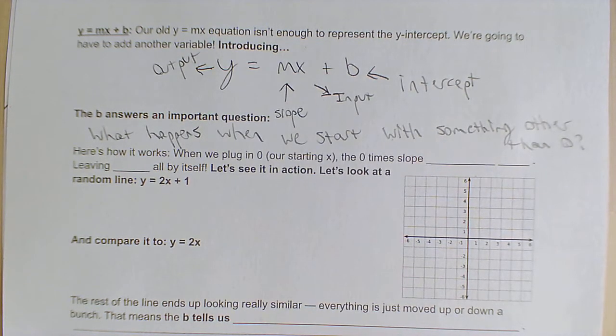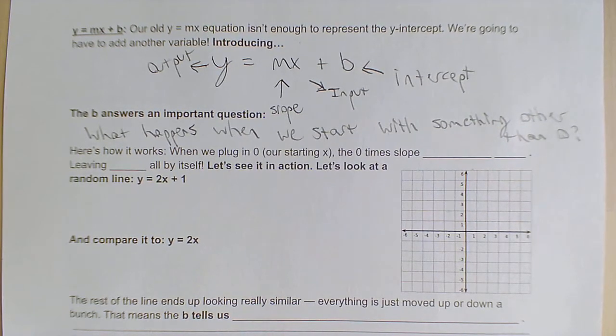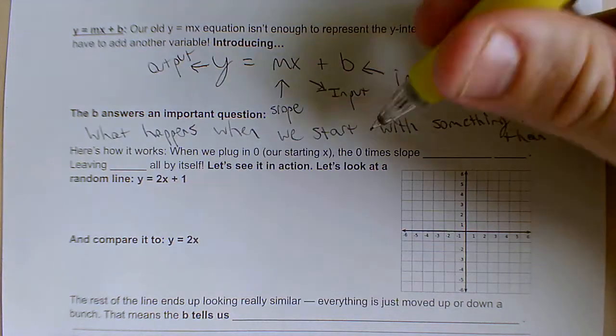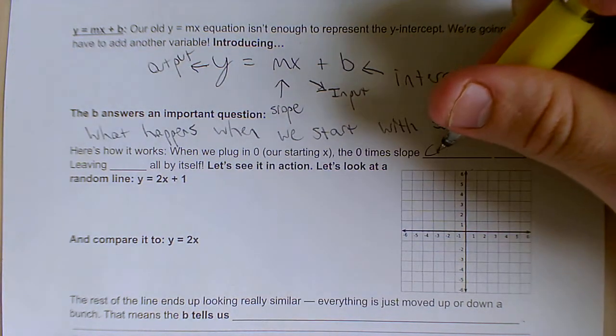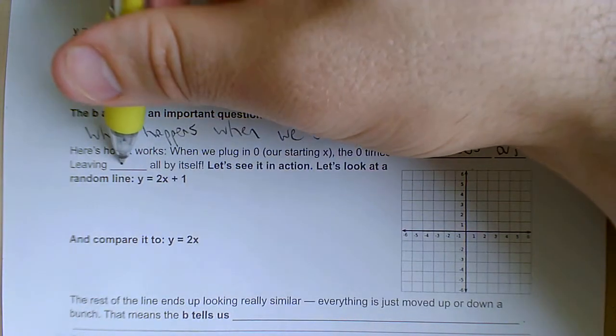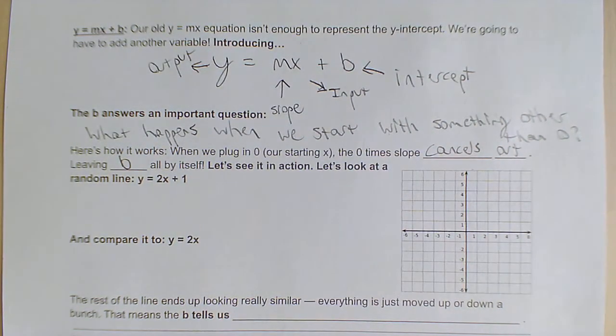Your y-intercept is where you're going to start on a line. So it's going to be your starting point. It's going to be up or down from 0. So here's how that b works. When we plug in 0, our starting x, the 0 times slope cancels out. That means b is all by itself.